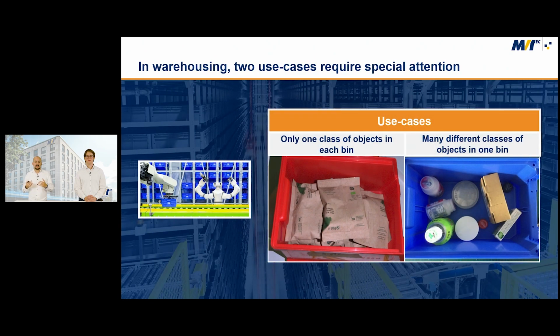And as you can see here in this image, there's often bins where there is the same part available, but in a lot of cases there are many different classes of objects in one bin, which is kind of challenging as the object shapes can be very different.